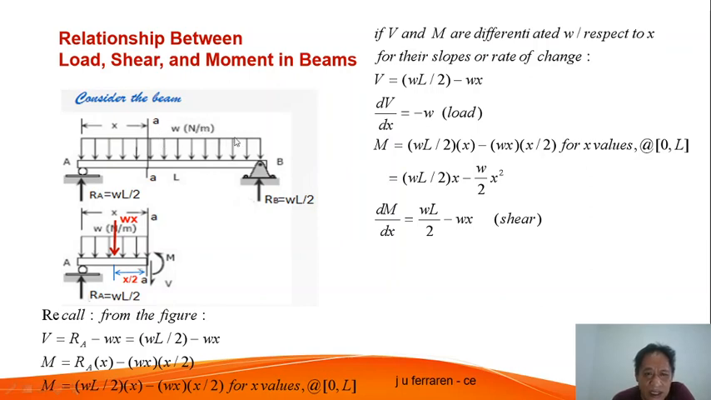Now, examining these two results, the derivative of V with respect to x, which is minus W, is actually the load. So the slope of your shear is actually taken from the load. Whatever your load is, that is the slope of the shear diagram. And the slope of M, or moment, is actually your shear. Whatever the value of the shear is, that is the slope of your M.